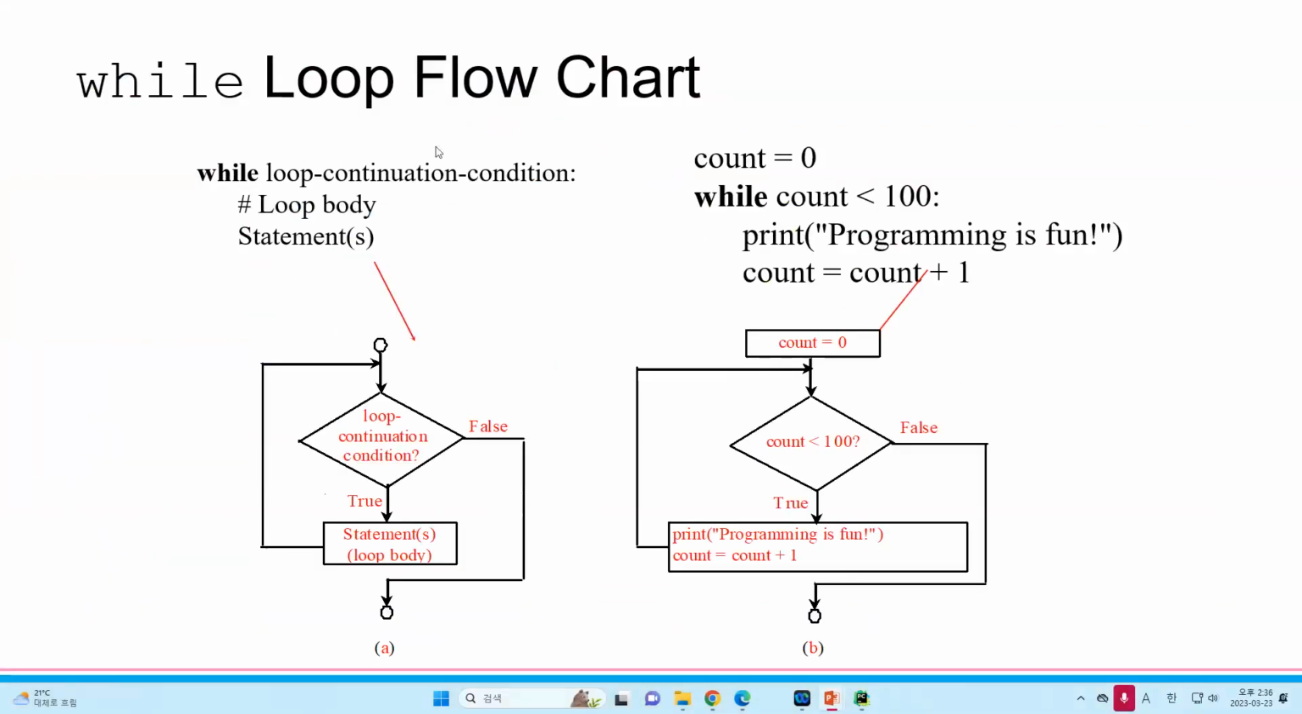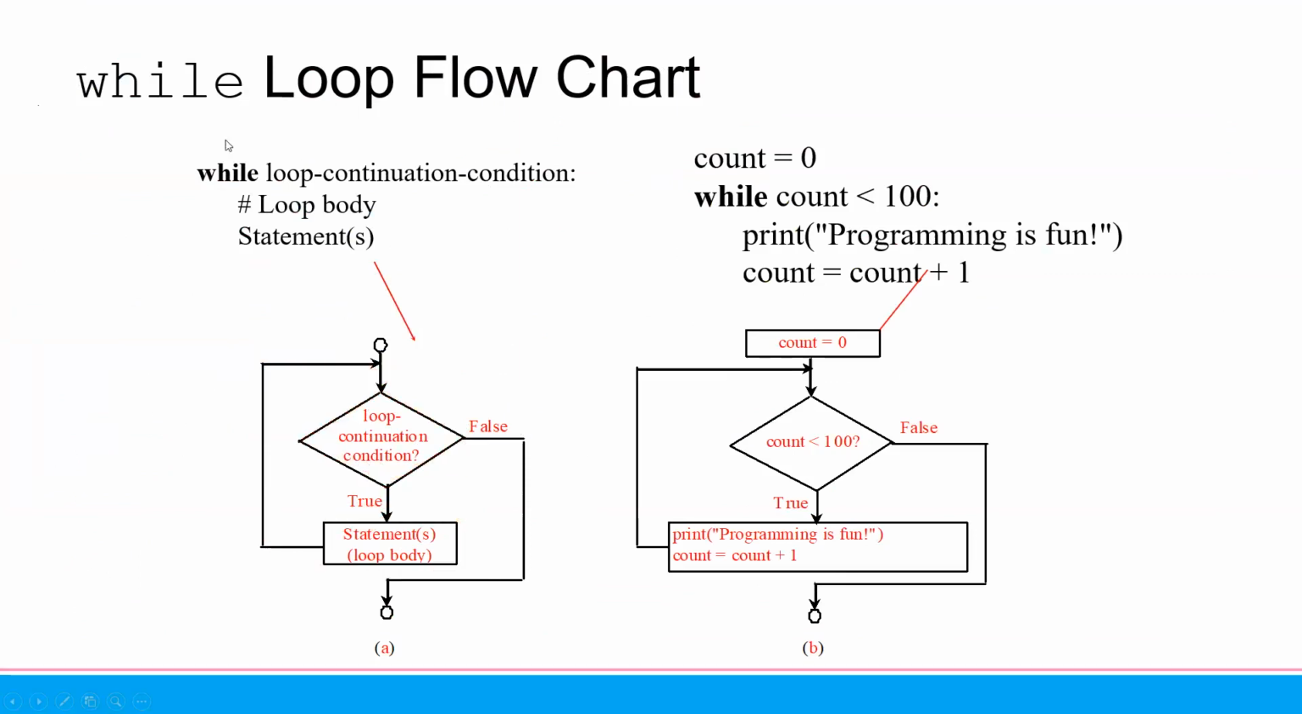So the flowchart will be something like this one. We have the condition. If the condition is true, then we will do something. Then we will check again the condition. If the condition is still true, then we will do the statement again. So we will do the statement until the condition becomes false.